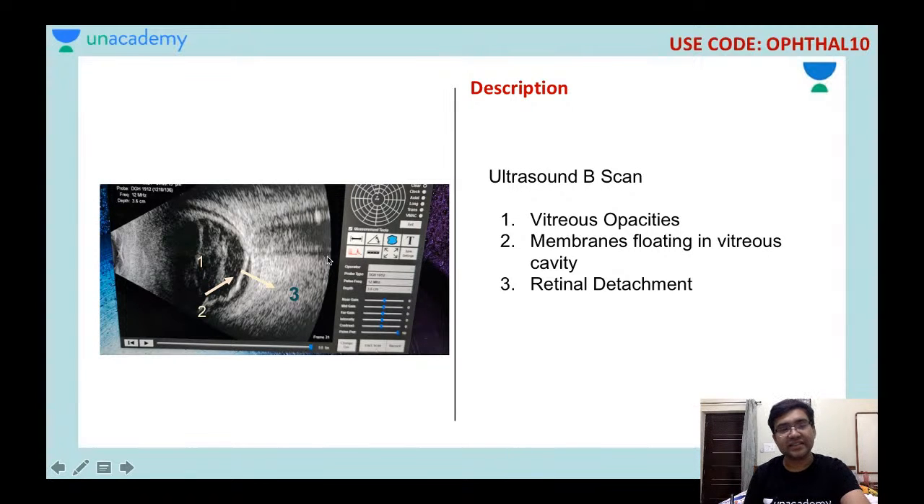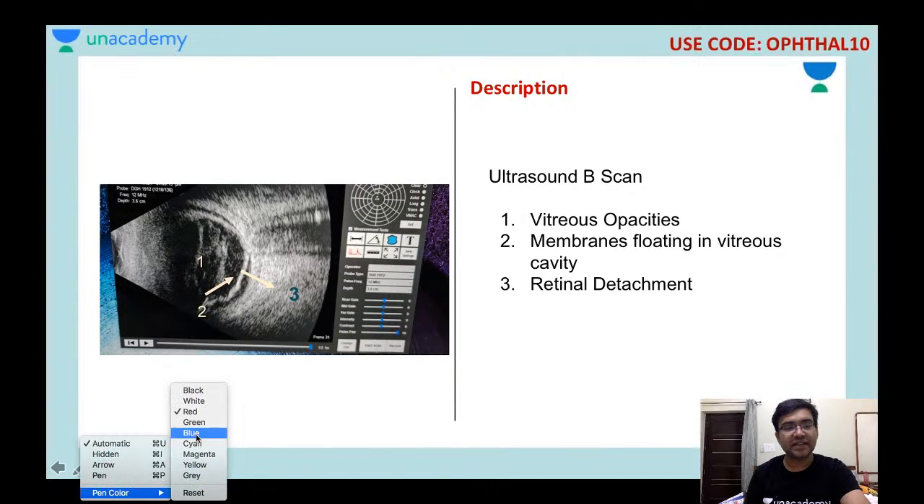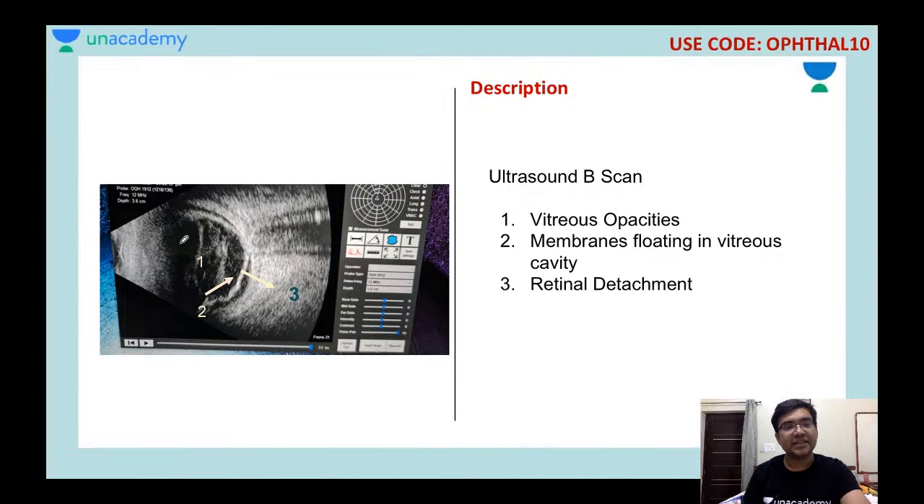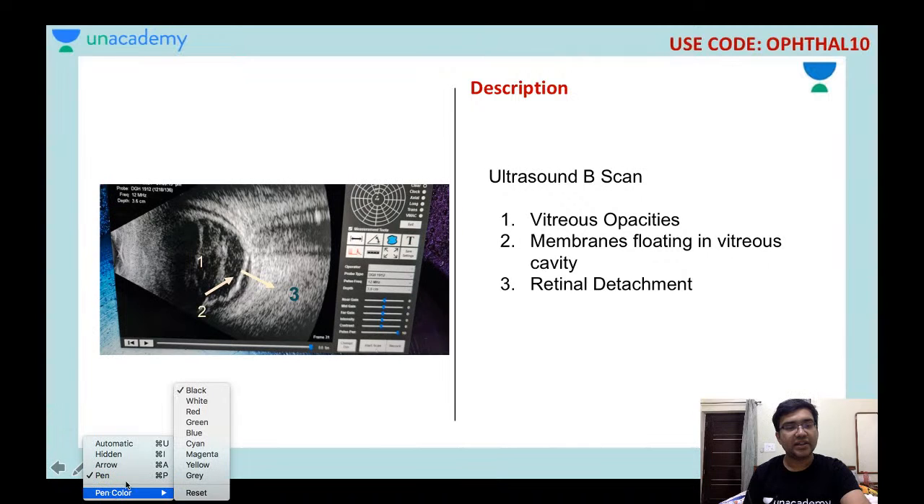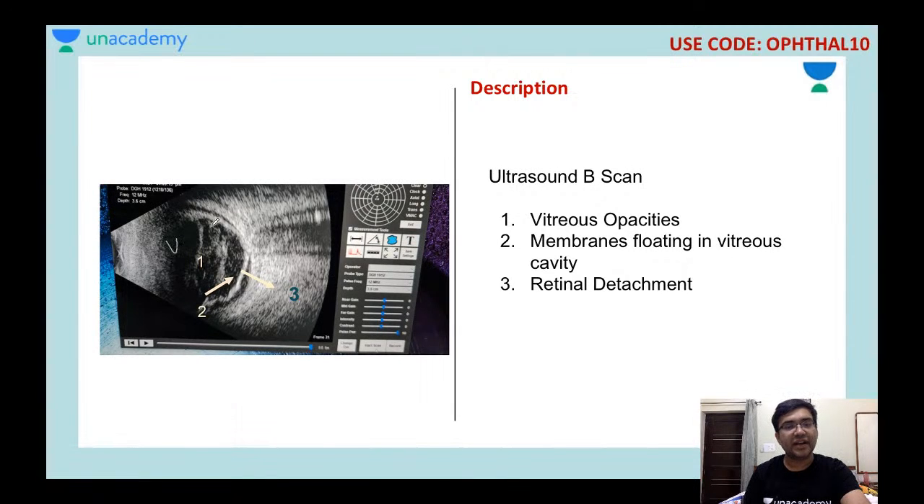Okay, then this is a picture where you can see the ultrasound B scan. Why is this an ultrasound B scan? If you can see, this is the vitreous. This is your vitreous cavity, and you can see a lot of membranes in the vitreous. Here you can see a very thick membrane which is attached to the optic nerve head. So this is basically a retinal detachment.